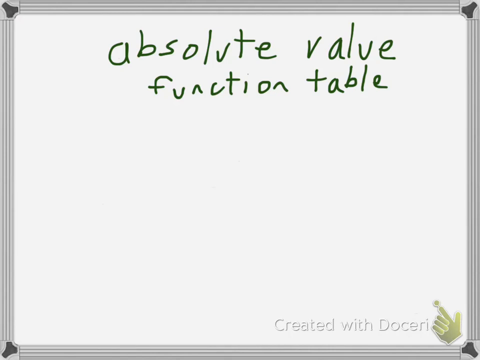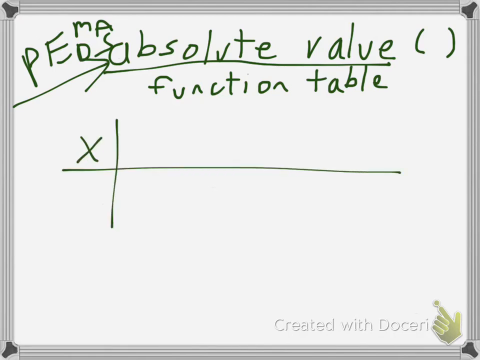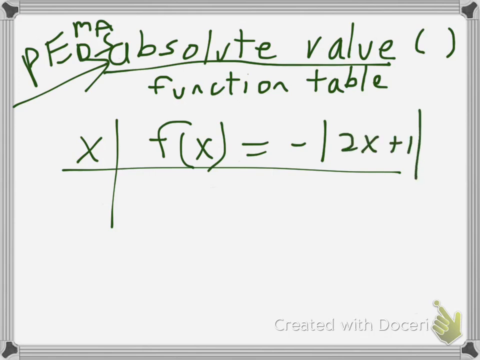Alright, for an absolute value function table, I just want to make sure that I treat the absolute value part like parentheses. In other words, I'm going to do it first. So when I'm doing my PEMDAS, I'm going to treat it like the absolute value is part of a parentheses. I do it first. So here's an example of one like that. So if I had x is my input, I have f of x equals negative absolute value 2x plus 1.